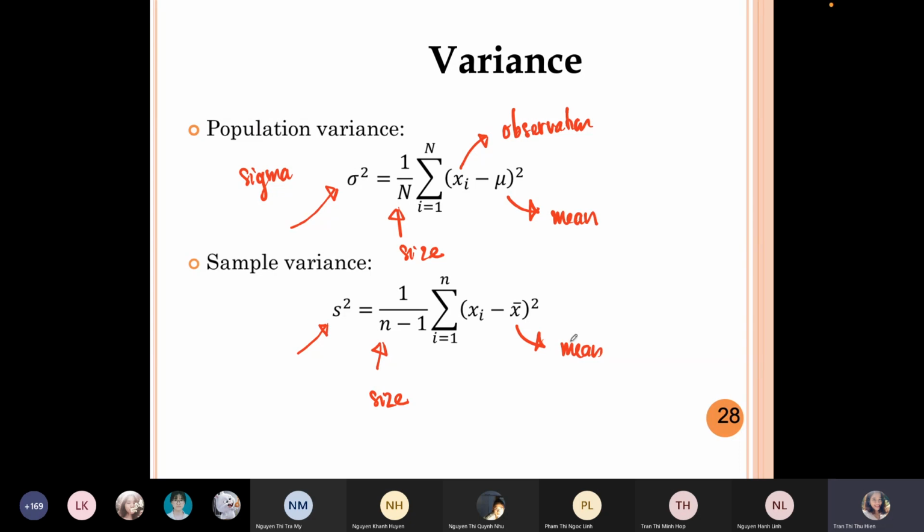Is it clear to you, the meaning of the variance? Class, is it clear to you? Yes.